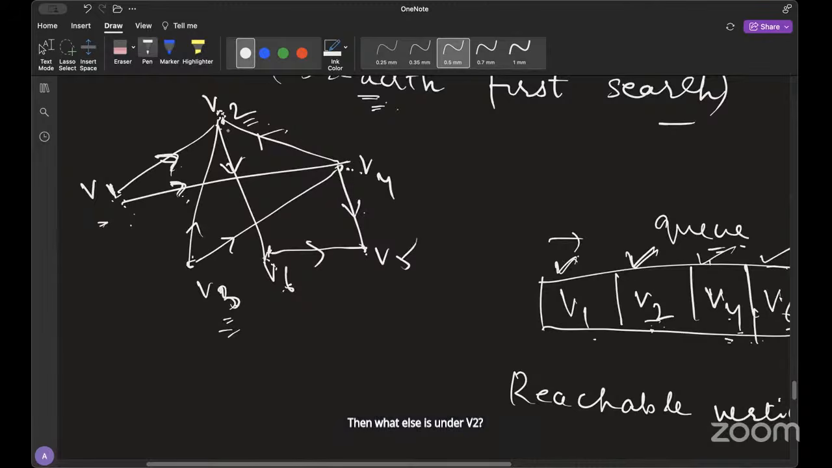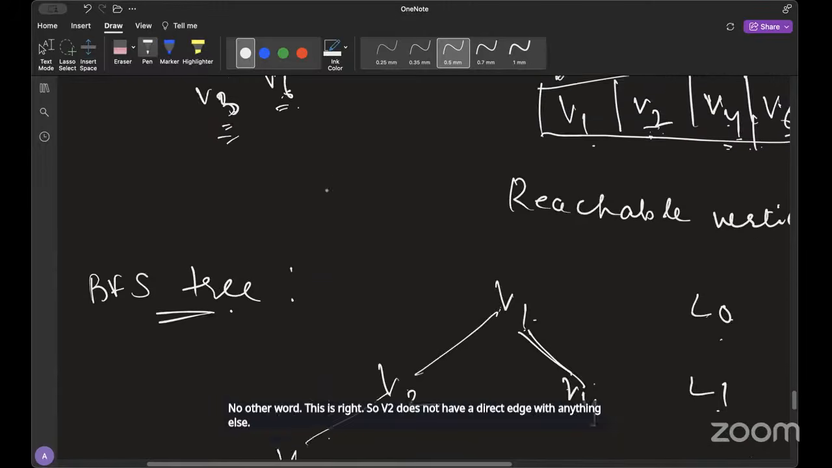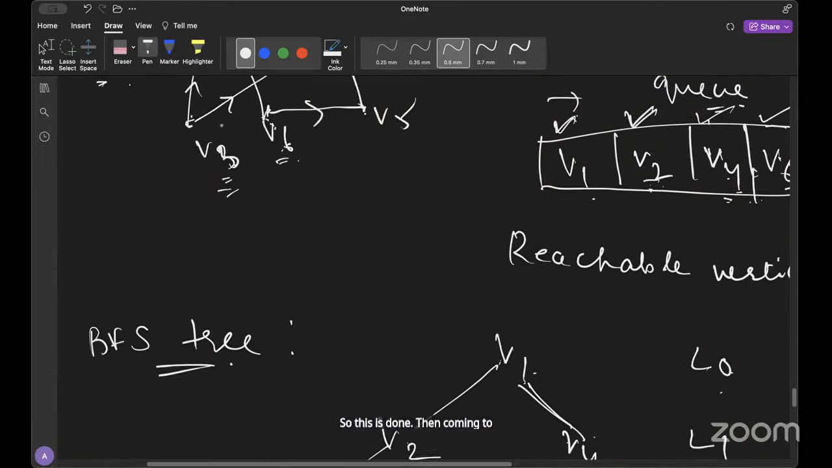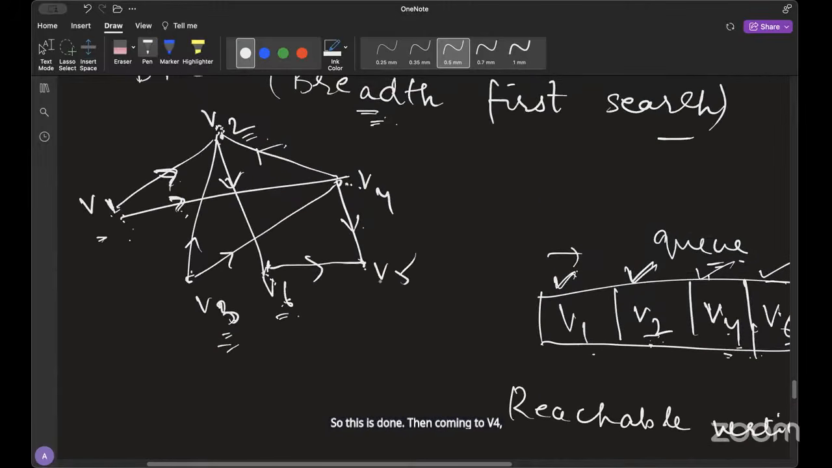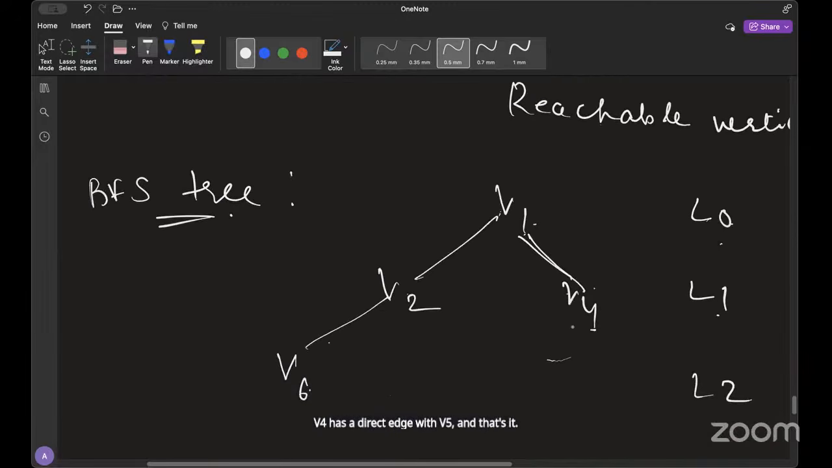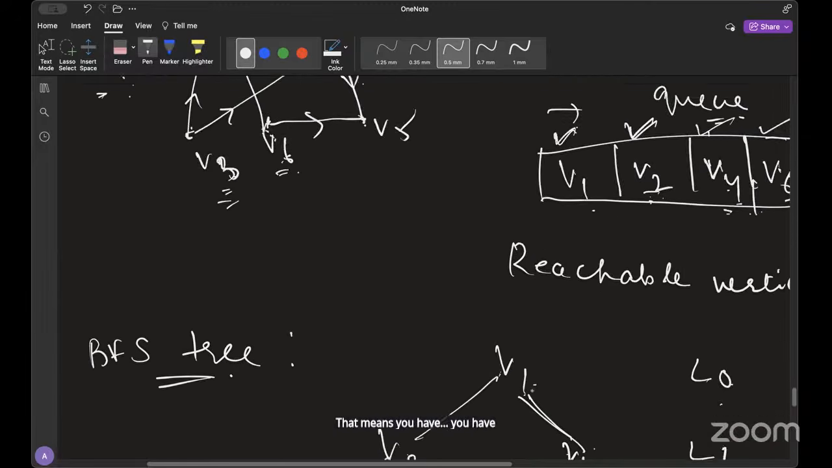Then what else is under V2? Does V2 have an edge with something else other than V6? Do we see something else here? No other vertices, right? So V2 does not have a direct edge with anything else. So this is done. Then coming to V4, V4 has a direct edge with V5, and that's it. That means you have this thing here.